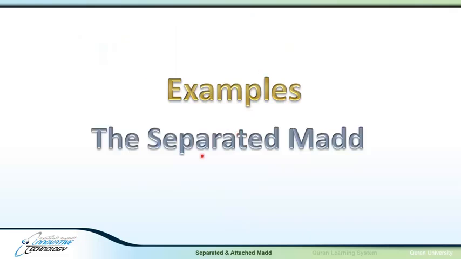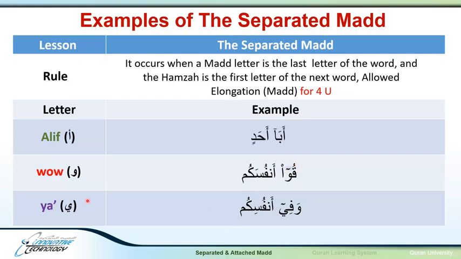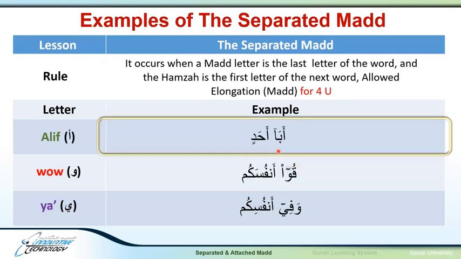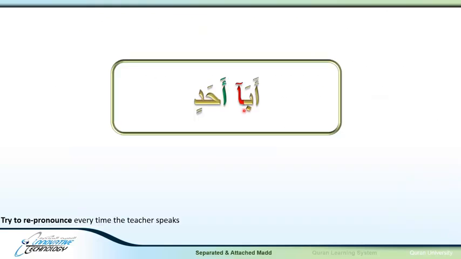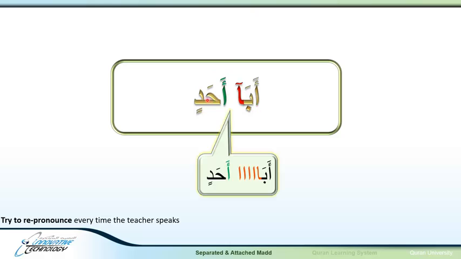Now we'll take examples of the separated mad, and we'll start with the alif. "Aba ahadin". We find that the alif is in one word, and the hamza is in the next word. So this is a separated mad, so it's optional to extend it for 4 units. "Aba ahadin". Or we keep it shortened for 2 units and we say "Aba ahadin".